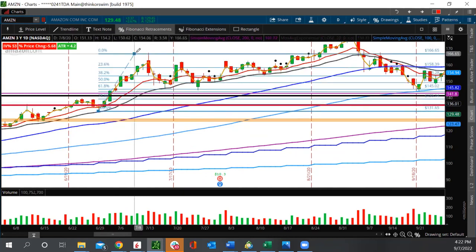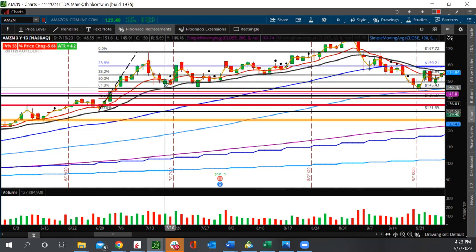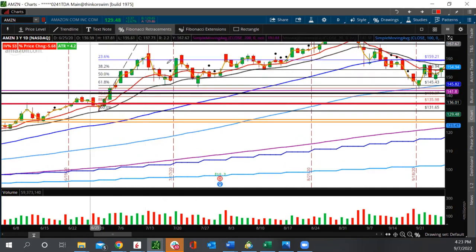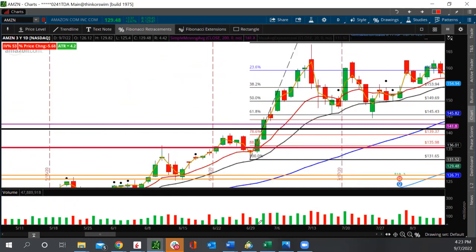From here to here. This move comes right down, right at the 61.8, came up, and came right back down. So again, talking about how you can use it to pinpoint entries, but also how it will give you an idea of where you should find support and resistance.